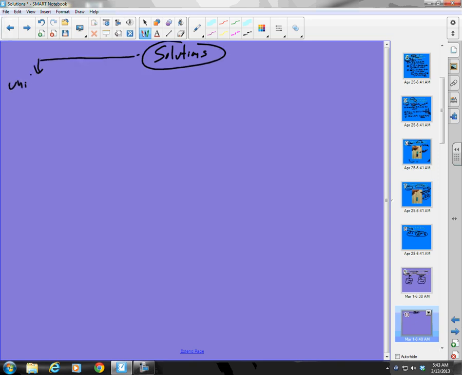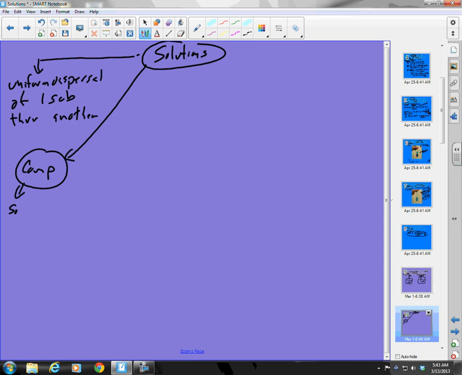It's a uniform dispersal of one substance throughout another, right? Good, and we said there are two components to a solution. We have a solute and a solvent, and the solute is in lesser quantity and the solvent is in greater quantity, right? We said we have a process of solvation, and what is that process?